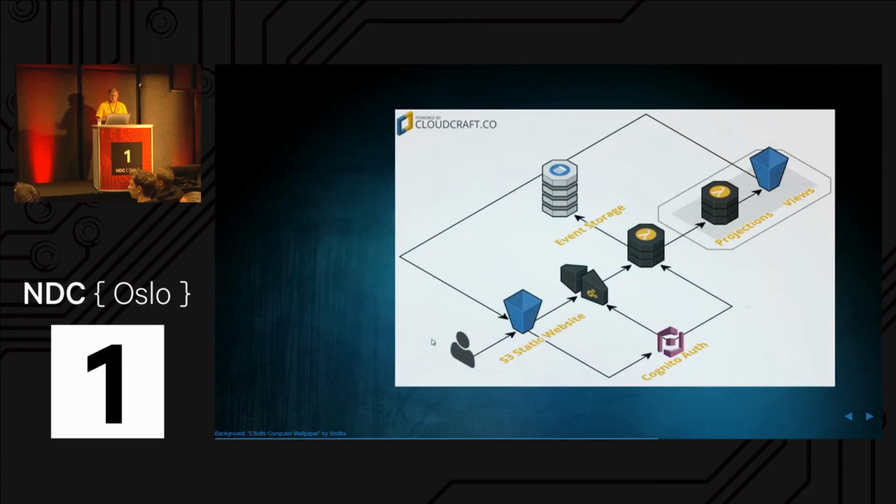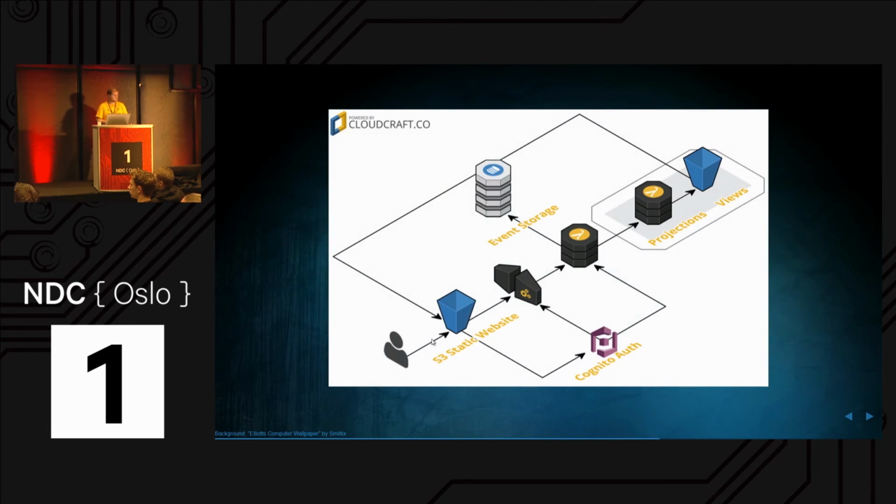So this means our architecture looks like this. You'll note we're not actually using the event storage for anything in particular yet. It's just there for future usage when we want to make our architecture more fancy. This works. We have a statically hosted website, we call a web API, we store events, we trigger projections, and we read views from S3.